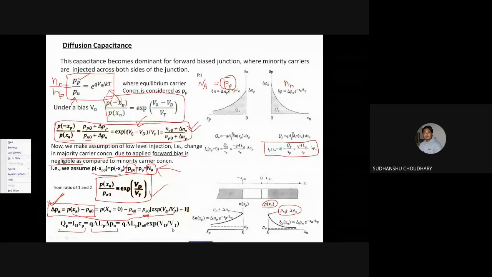Okay. And we also assume that Vd is much larger than Vt. So if Vd is much larger than Vt, then you'll only have here Pn0 e to the power Vd by Vt, because this term will be much greater than Pn0 here. So this minus 1 effect will not be seen when Vd is much greater than Vt. So we found now the total charges on the N side, that is, the minority carrier charge on the N side is found.